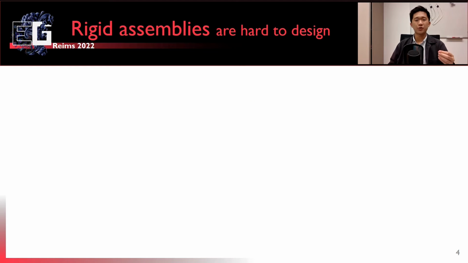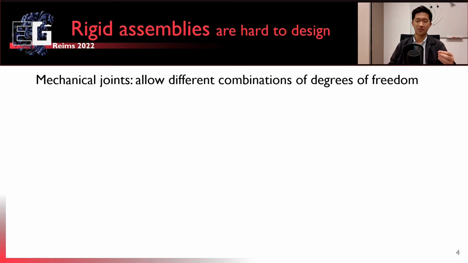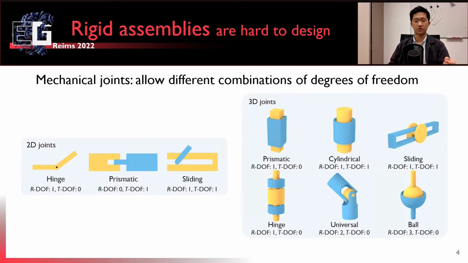However, designing rigid assembly structure is kind of a hard job, and one of the most important reasons for that is because of those mechanical joints in the assembly structure. Mechanical joints not only connect different parts together, but at the same time they also allow different kinds of rotational degrees of freedom and translational degrees of freedom. Let's check out a few examples in 2D and 3D of mechanical joints.